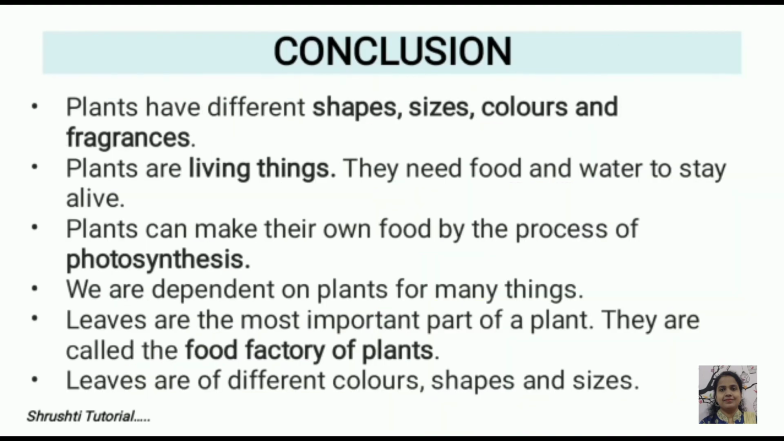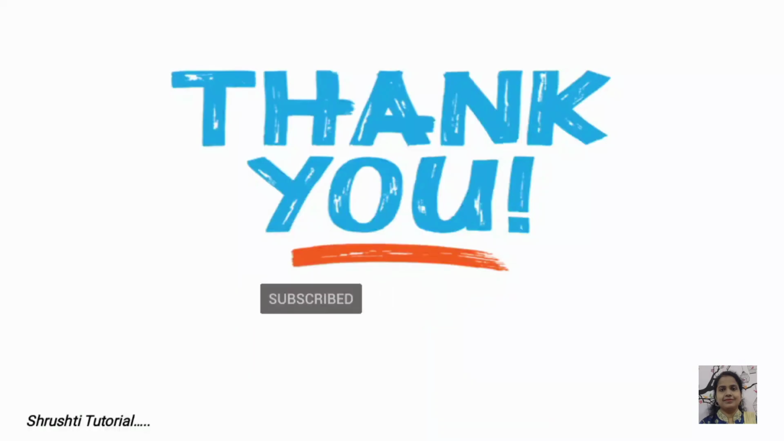Conclusion: plants have different shapes, sizes, colors, and fragrances. Plants are living things. They need food and water to stay alive. Plants can make their own food by the process of photosynthesis. We depend on the plants for many things. Leaves are the most important part of a plant. They can be called the food factory or the kitchen of the plants. Leaves are of different colors, shapes, and sizes.